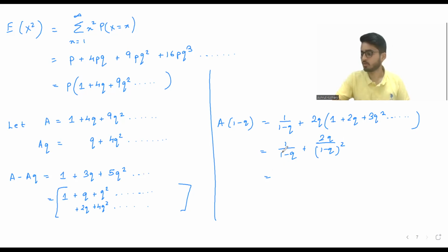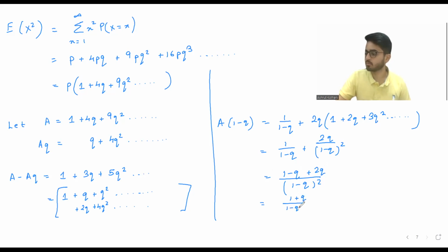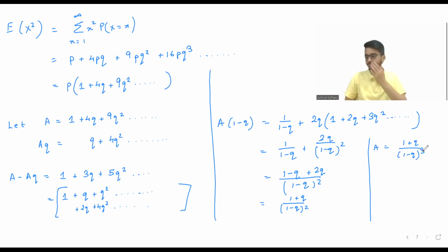So now if I take common, this will be 1 minus q plus 2q by 1 minus q whole square. So this will come out to be 1 plus q by 1 minus q whole square. And so my a will come out to be 1 plus q by 1 minus q whole cube. 1 minus q goes on the other side. So again, let me just complete this.